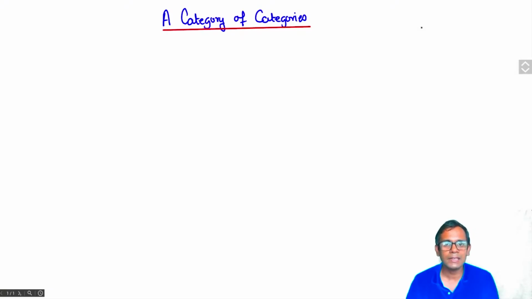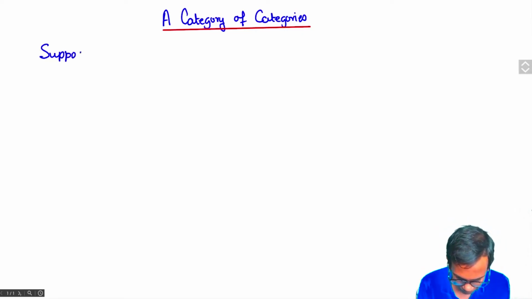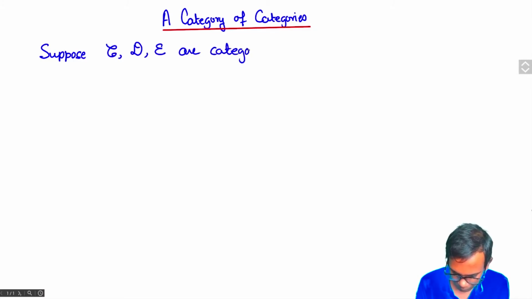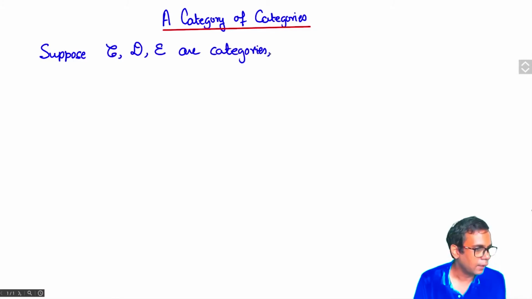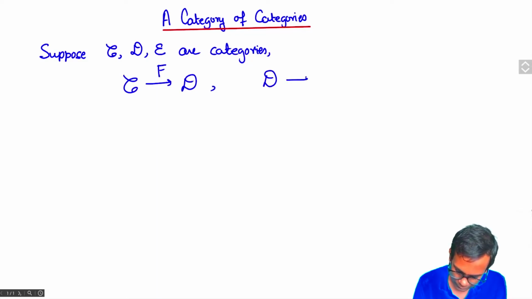In this lecture, we'll see how we can form a category whose objects are categories themselves. So to begin with, let's understand the notion of composition of functors. Suppose we have categories C, D and E, and we have functors: from C to D, we have a functor F, and from D to E, we have a functor G.